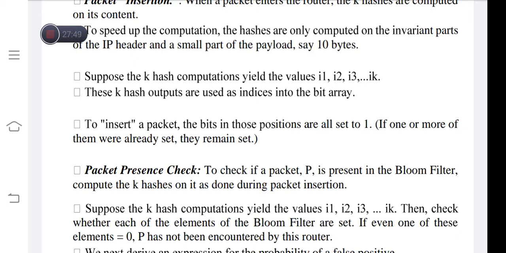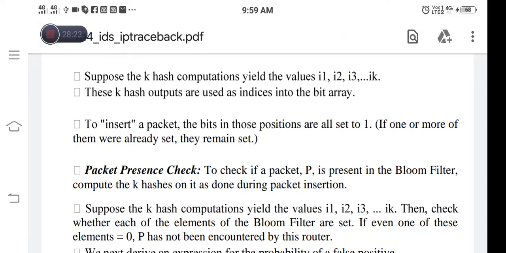up to Ik. What are these I1, I2, I3, etc.? The values, okay? K stands for what? The number of hash functions used. Let us assume I am going to make use of 3 hash functions. So I will have 3 outputs, one from each of the hash functions: I1, I2, I3. So if I have k hash functions, I will have k outputs, one from each of the hash functions. So those values are represented as I1, I2, I3, etc., up to Ik.